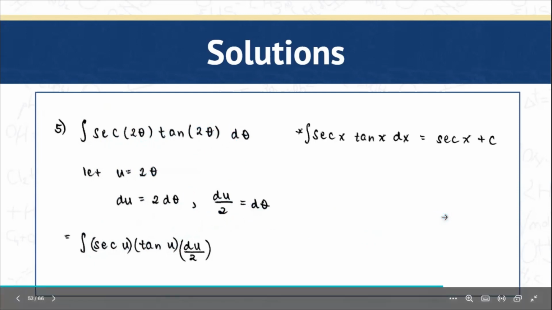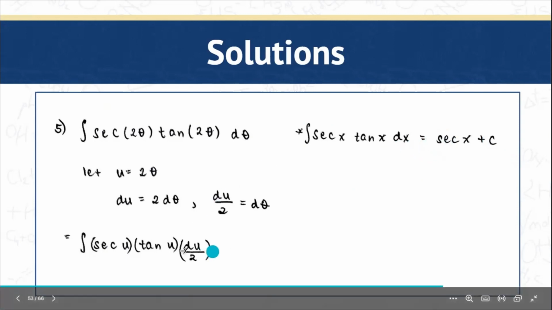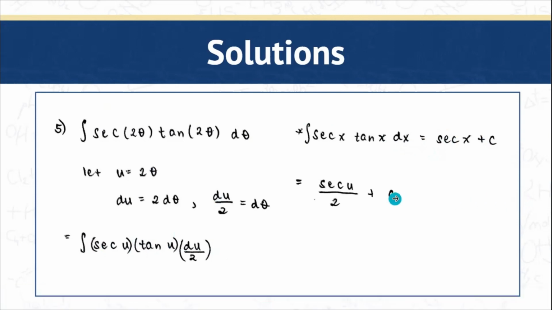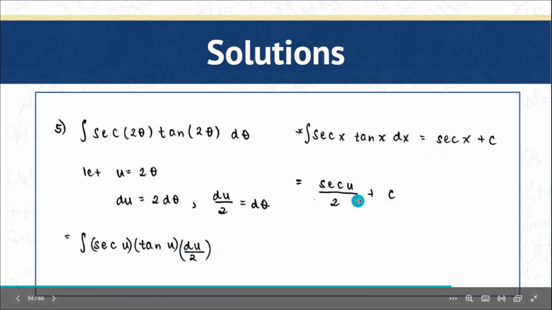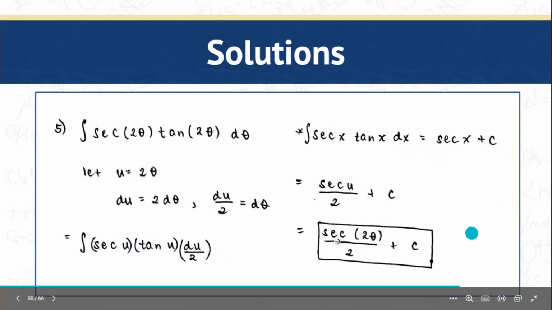And in here, let's remember that the integral of secant x tangent x dx is equal to secant x plus c. This is another formula from our formula sheet. And it looks a bit direct based from our given. So the solution to this integral is secant u over 2 plus c. Then doing the substitution, we'll have secant of 2 theta over 2 plus c. This is our final answer.